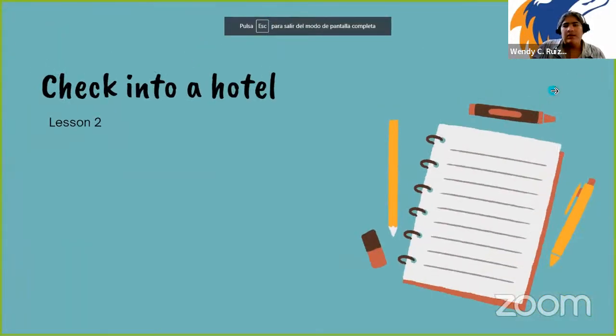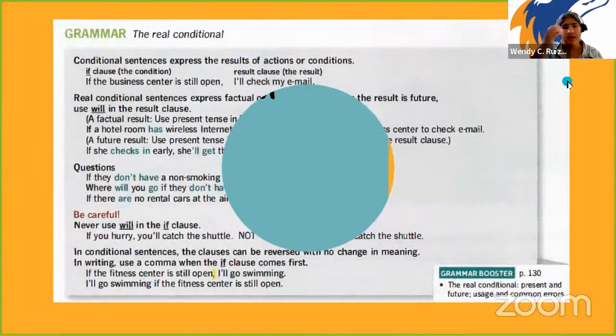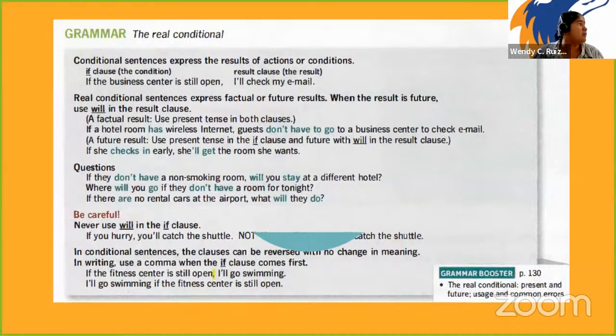And lesson number 2, the lesson number 1 was leave and take a message. The lesson number 2 is she can check into a hotel. And we have another grammar point to talk about, and that is the real conditional. The real conditional, it's when you want to say something, and we have different scenarios here. The first one says conditional sentences express the result of action or conditions. If clause is the condition, something has to happen, and then the result clause is the result that happened.